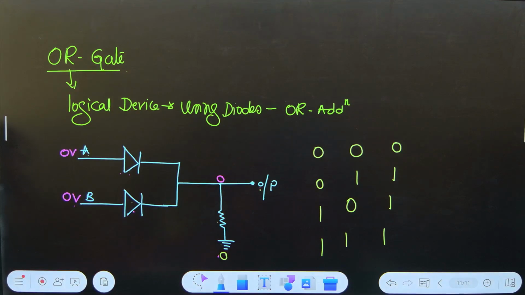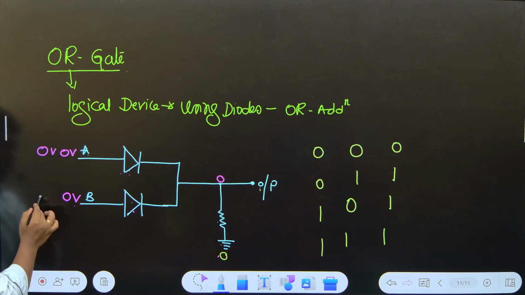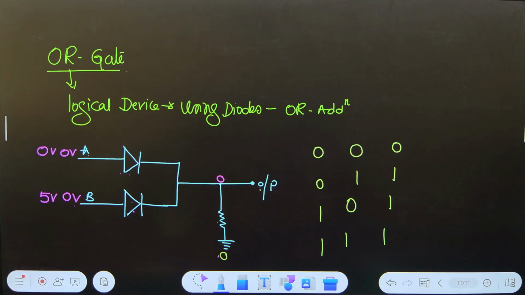Let us give 0, 1. I mean this one is 0 volt. This is 5 volt. 1 means we are giving some 5 volt.